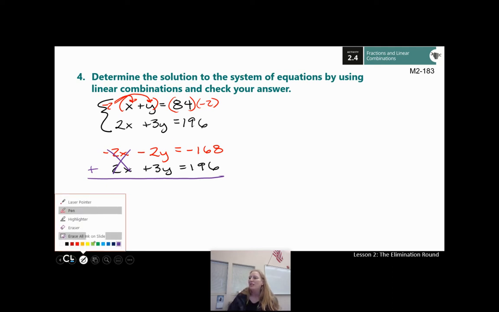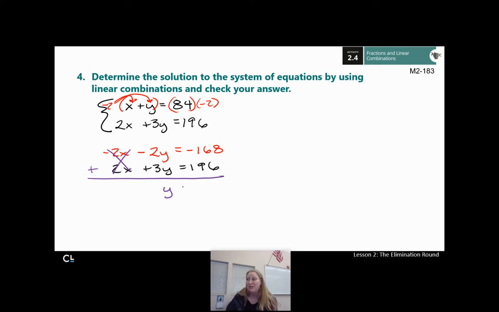-2y plus 3y is just 1y, and I don't really need to put the 1 in front of it. I mean, I guess I could if I wanted to, but it's not necessary. -168 plus 196 tells me that y equals 28. But remember, to solve a system, you have to find both x and y. I've only got y.